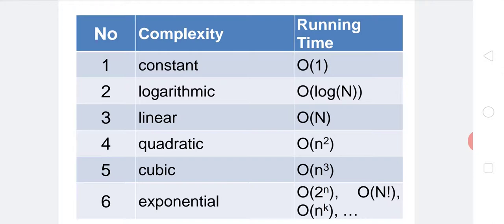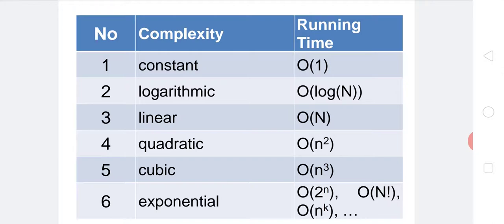The third one is linear. The running time is O of n. The next one is quadratic. The running time is O of n square. It means this much time is required to execute a quadratic complexity algorithm. The next one is cubic, O of n cube. And the last one is exponential, O of 2 raised to n, O of n up to O of n of k.